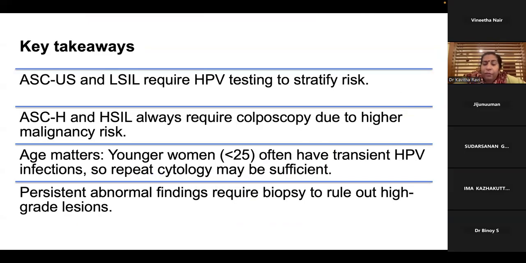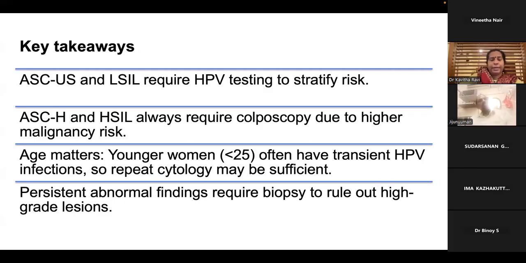So the key takeaway regarding cervical cancer screening is that ASCUS and LSIL require HPV testing to stratify the risk. ASC-H, that is atypical squamous cell, but not sure whether it is high grade, and HSIL always require colposcopy. And definitely the age matters. But even if we are not getting a positive report, if there are persistent abnormal findings, we need to do a biopsy to rule out high-grade lesions, even if the cytology report is a low-grade lesion or just atypical.